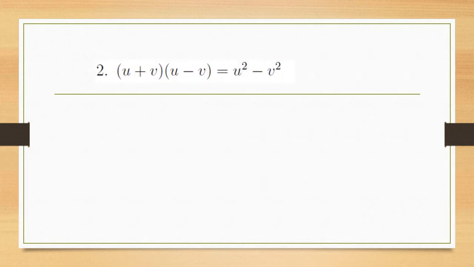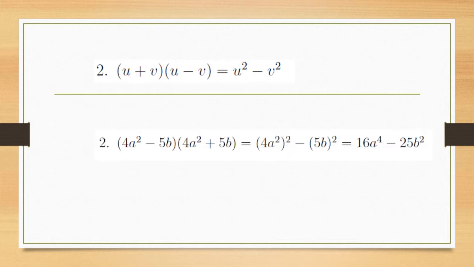Next is (u plus v) times (u minus v), which is equal to u squared minus v squared. As you can notice, we call u plus v and u minus v conjugates. The conjugate of u plus v is u minus v, and the conjugate of u minus v is u plus v. If these two are multiplied, the result would be the difference of two squares, the difference of u squared and v squared. Okay, for example, we've got this one.